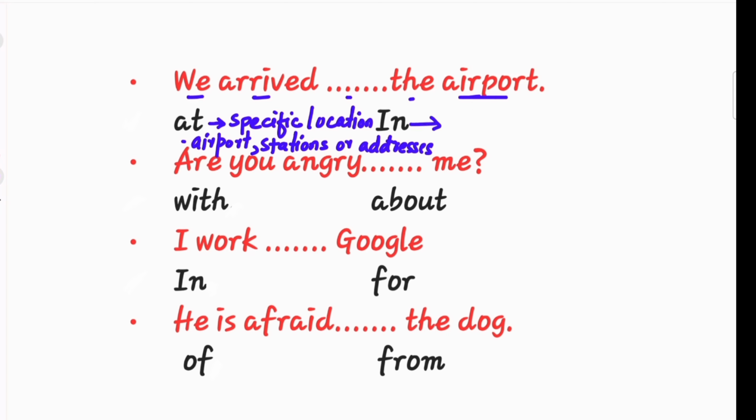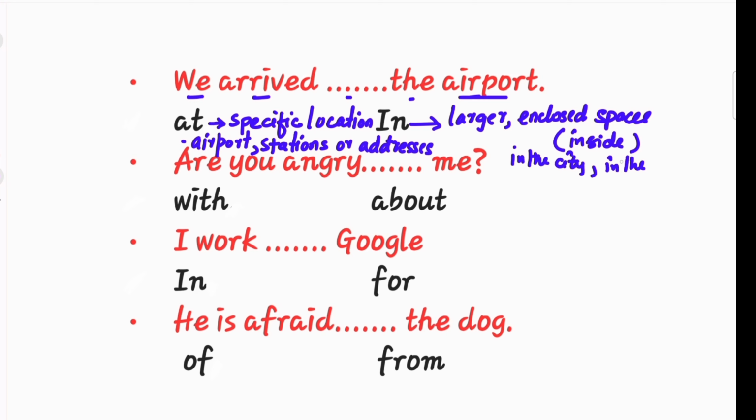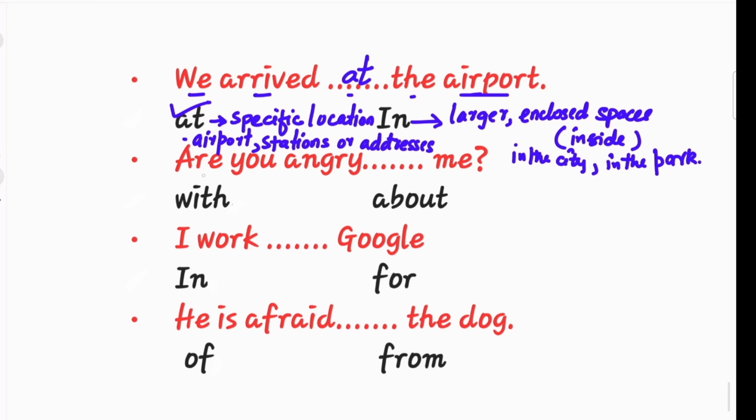Whereas in is used for larger enclosed spaces where you are inside a general area. Example, in the city, in the park. An airport is treated as a specific point, not a broad area. We use here at. We arrived at the airport.